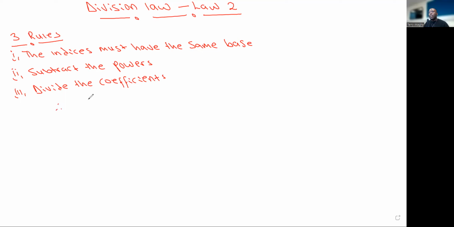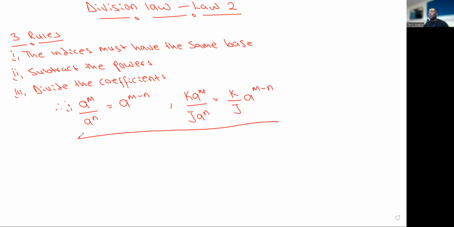So similarly to what I told you last time, we have, for example, a raised to power m divided by a raised to power n. In this case you can see that they both have the same base, so that means we're going to get a to the power m minus n. But if they have constants attached, let's say we have k a^m divided by j a^n, that is going to give you k over j a^(m minus n). So these are the basic laws for division.